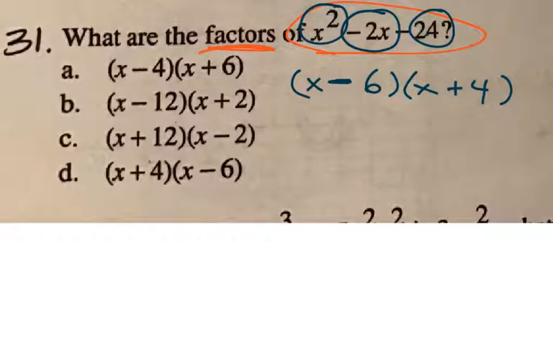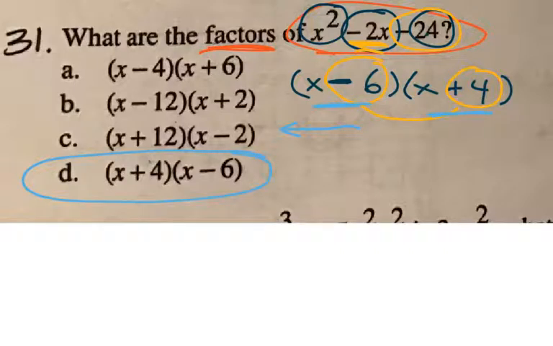So checking our work, do you agree negative 6 plus 4 is negative 2? And negative 6 times 4 is negative 24. These parts right here, those two sets of parentheses, are my factors. And if we look to the left here, we will notice the answer is D.